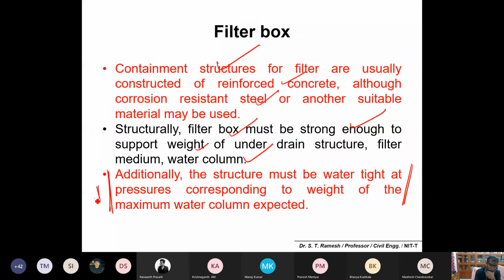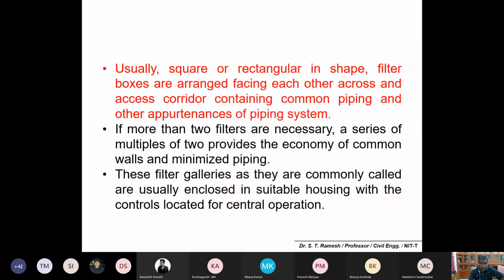Okay, please make a note. So that's what it has been constructed with: reinforced concrete, or you can have a corrosion resistant steel. So you can design the filter tanks with either square or rectangular shape. And all the tanks are designed in pairs.